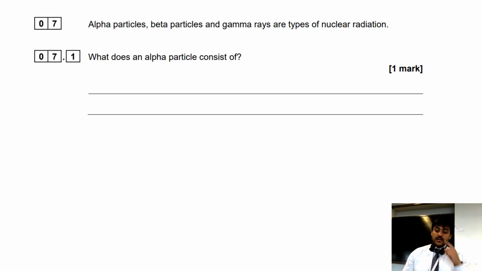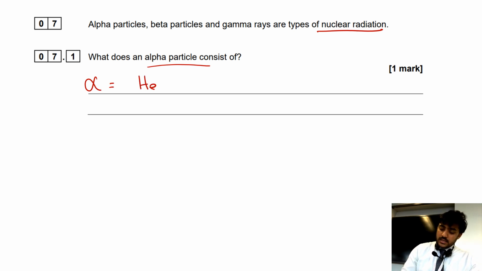Next question. Alpha particles, beta particles, and gamma rays are types of nuclear radiation. What does the alpha particle consist of? Fantastic question. The alpha particle is always the helium nucleus. Alright, and the helium nucleus, if we can do PEN, on that has 2 protons. Electrons, I don't care about, but it does have 2. I'm just going to put a cross through it. And neutrons, it has 2.